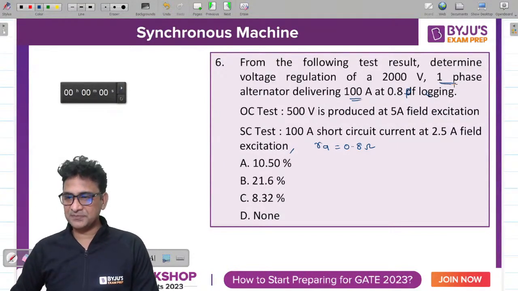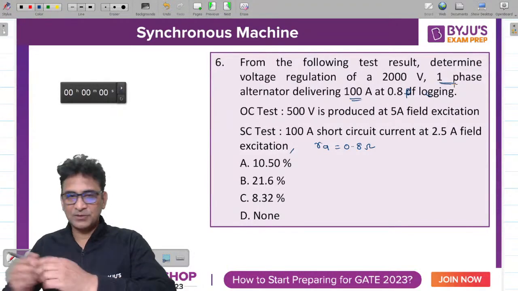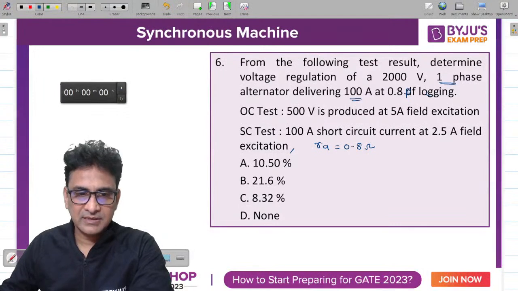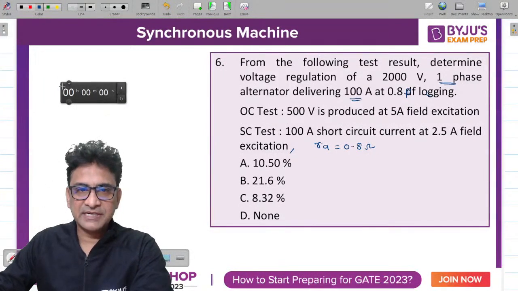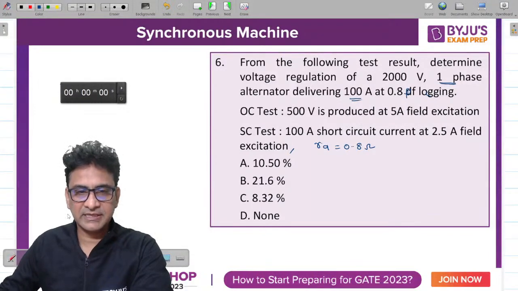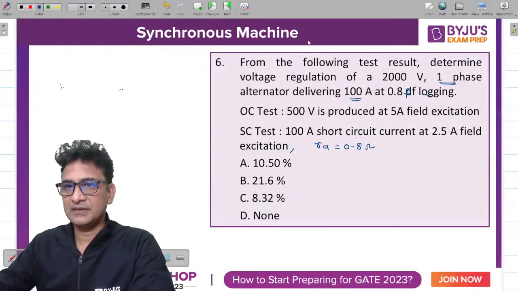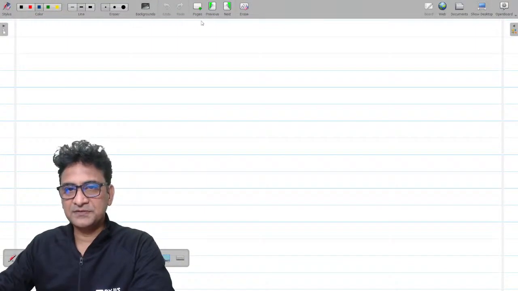Yes, anybody? Do you need more time? Okay, let me solve this for you. Tell me how to find out the value of ZS. By using the open circuit test and the short circuit test data, you can find out the value of ZS. Is it clear? So how to find out the value of ZS?